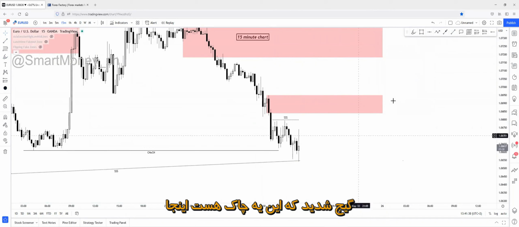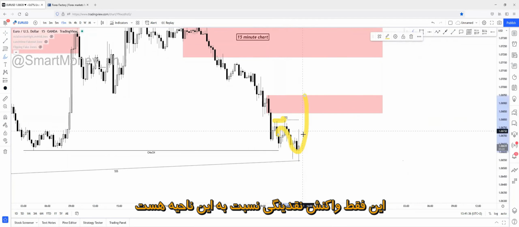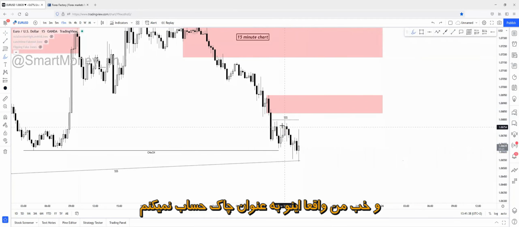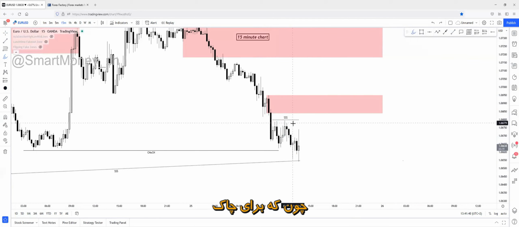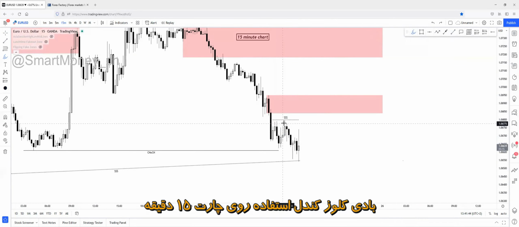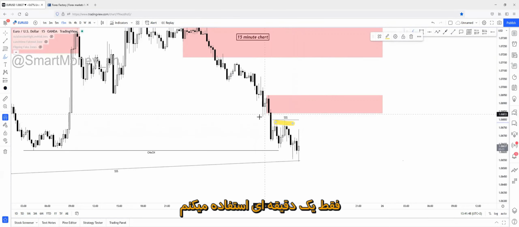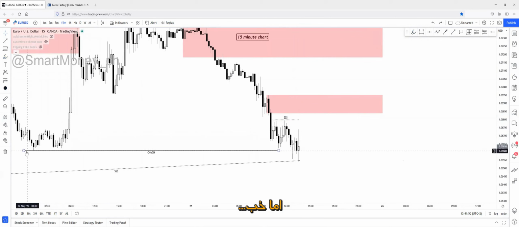And I saw that lots of you guys have confused this as a change of character right here. This isn't really a change of character. This is just a liquidity creation for this zone. And yeah, I wouldn't really consider this as a change of character, because for change of characters, I would rather use on the 15-minute chart a body break rather than the wick break. I'm using the wick breaks on the 1-minute chart only.